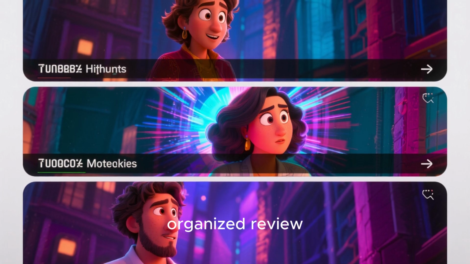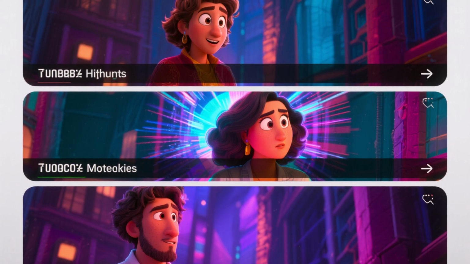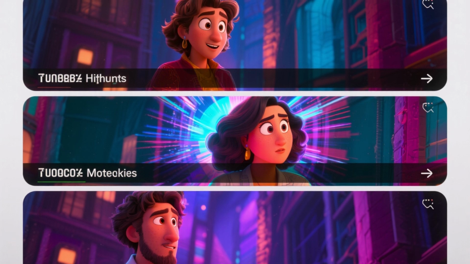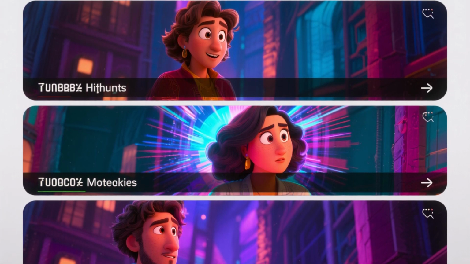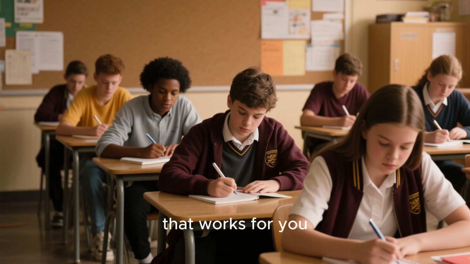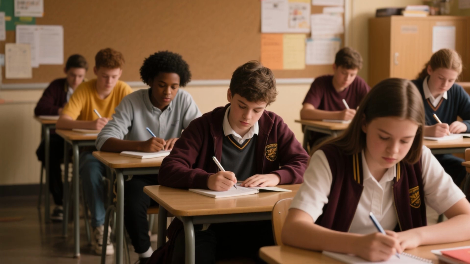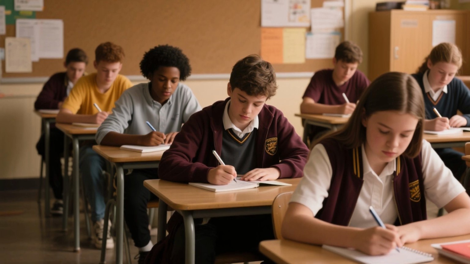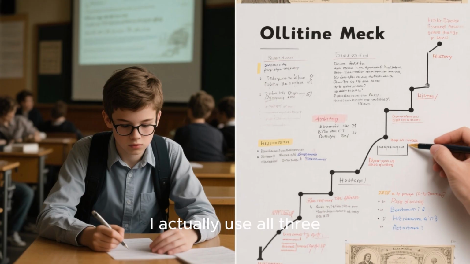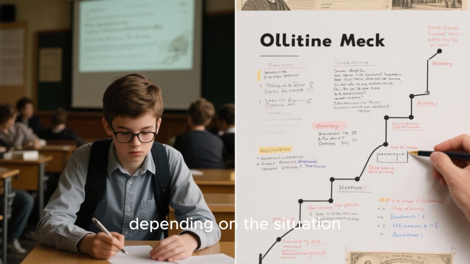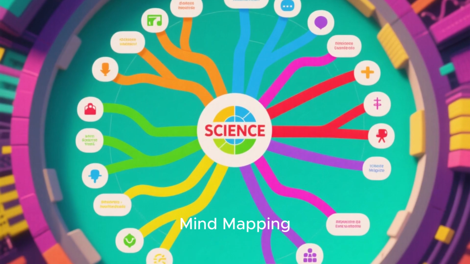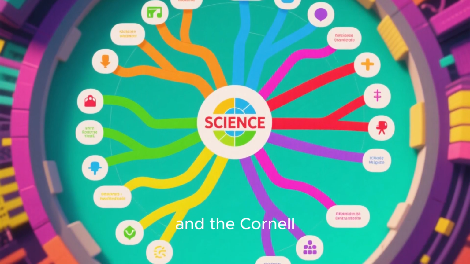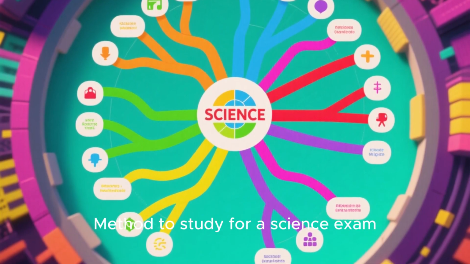We covered the structured Cornell method for organized review, the creative mind mapping for visual connections, and the logical outline method for hierarchical information. I actually use all 3 depending on the situation. I might use the outline method for a history lecture, mind mapping for a brainstorming session, and the Cornell method to study for a science exam.